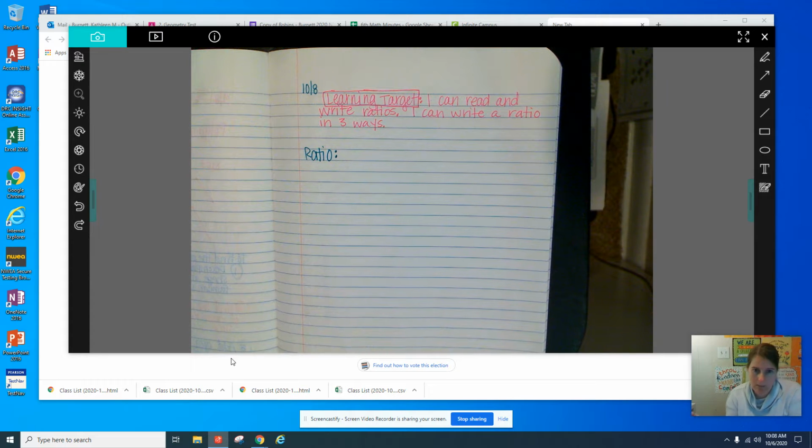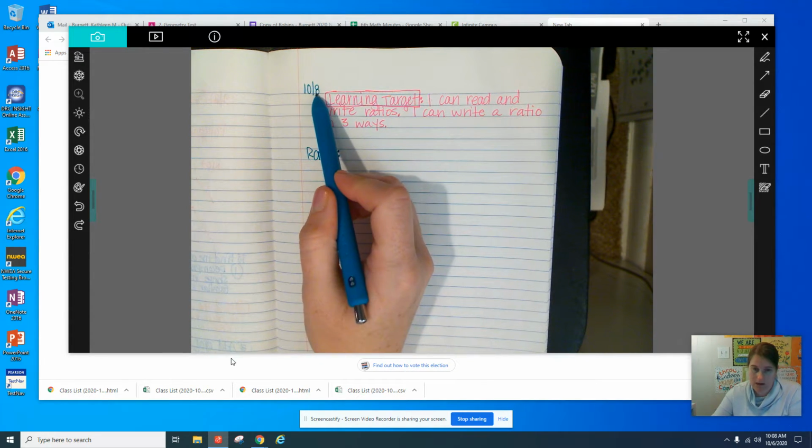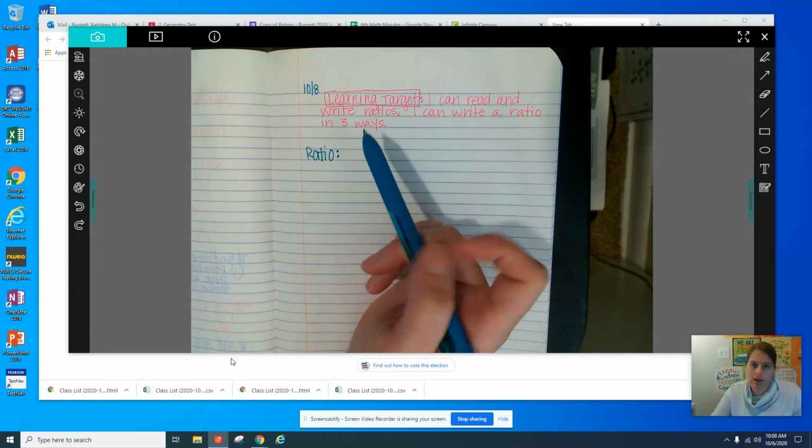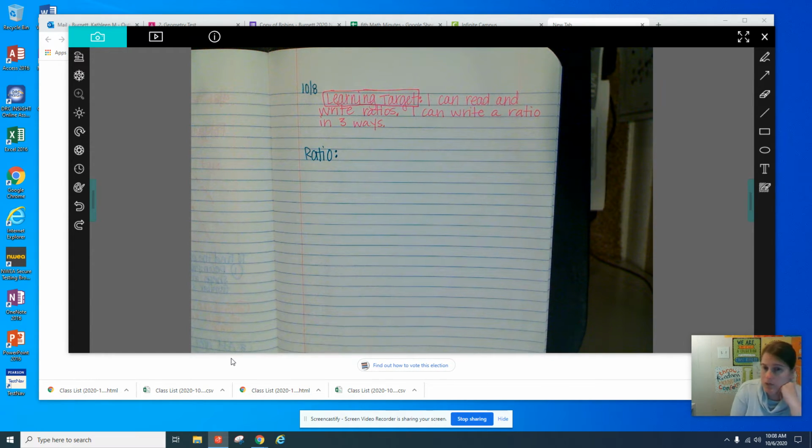Today's Monday the 6th, but we're going to take these notes on the 8th or the 9th if you're in purple group. So the date and then our learning target is we can read and write ratios. And also you can write a ratio in 3 ways. Now remember, pause this at any time and write this stuff down because I'm going to move a little faster because this is taped, but you can pause anytime you want.